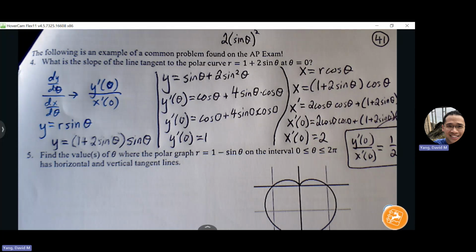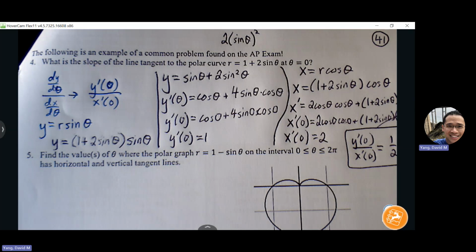So slope is just change in y over change in x. We can think of change in y as y prime of theta and change in x as x prime of theta. Let's break everything down first. We know that y is r sine theta, and r can be thought of as 1 plus 2 sine theta. I can go through product rule here to get to y prime, but what I did was expand first, and then go through chain rule.